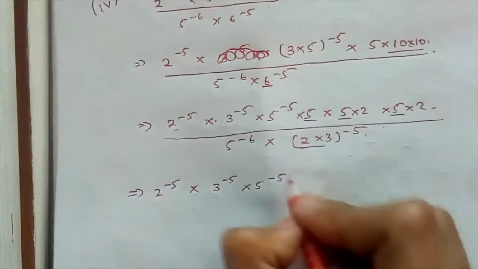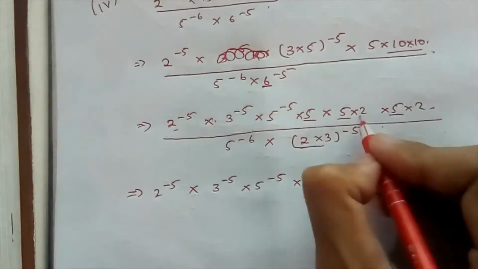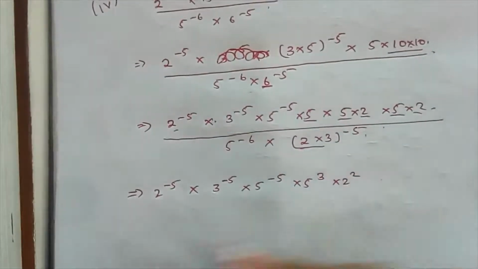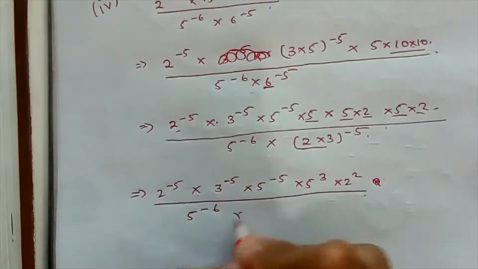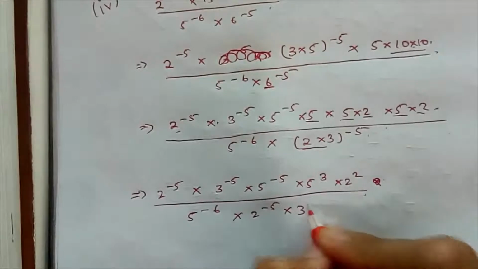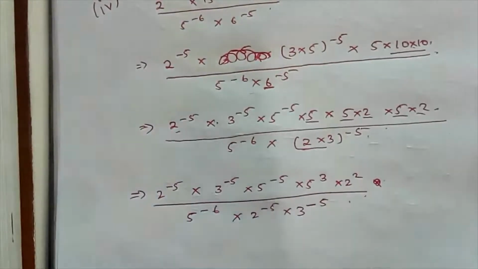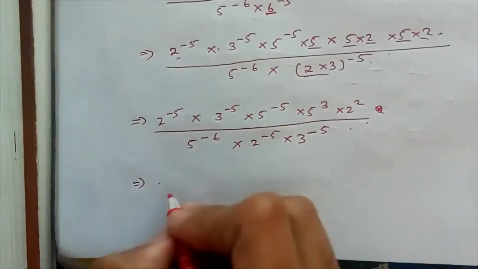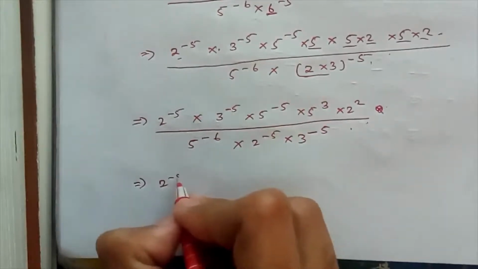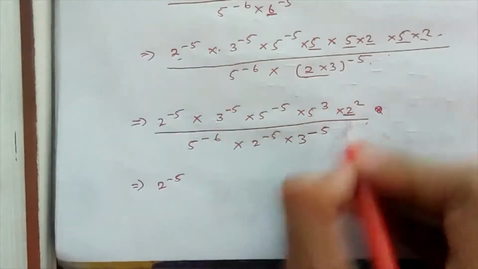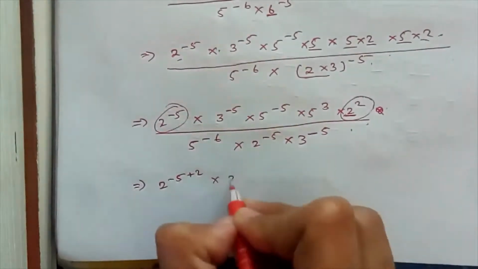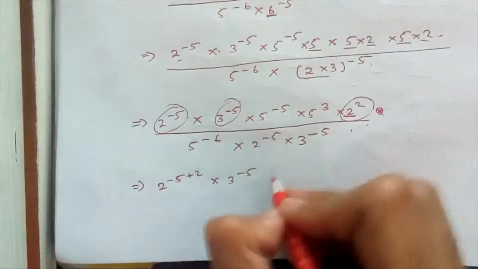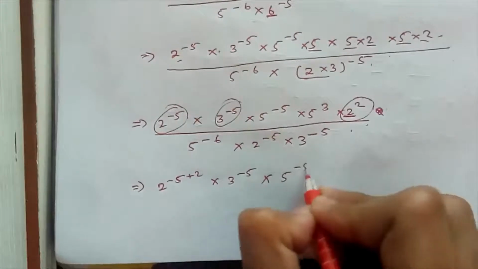One, 2, 3, 5 to the power 3, 1, 2, 2 to the power 2. Okay, 5 to the power minus 6 into 2 to the power minus 5 into 3 to the power minus 5. Okay, 3 to the power minus 5, and here it's 2, so solving these two, into 3 to the power minus 5 into 5 to the power minus 5 plus 3.